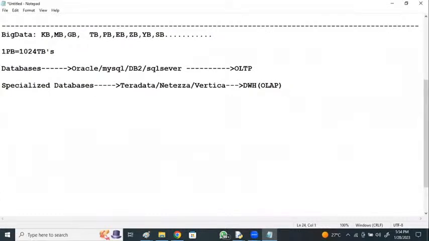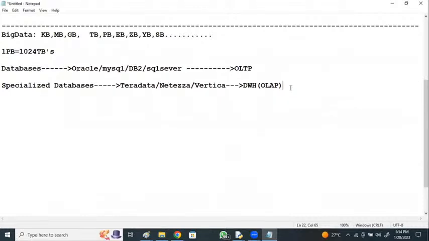Now, these databases or specialized databases can handle data up to some extent, like databases in GBs of data, specialized databases in TBs of data. But to handle petabytes of data, these databases cannot. As a solution to all these storage level problems, and not only storage but also processing level, we have got a framework like Hadoop for storage and processing.